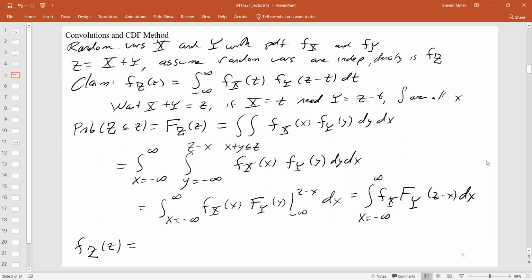What's the relation between the two? To go from the cumulative distribution function to the probability distribution function, we take the derivative. So it's just going to be d by dz of big F_Z of z. And now we wear our physics hat or our engineering hat. What's the derivative of an integral?